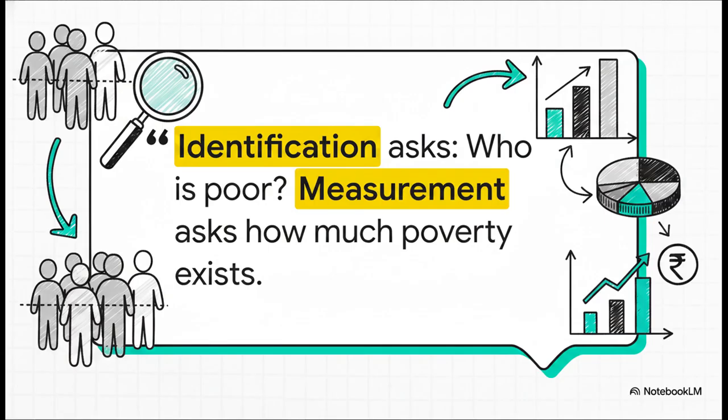Imagine two different states, both with 20% of their population living below the poverty line. The headcount ratio is identical, right? But in one state, those folks might be just a few rupees below the line. In the other, they could be facing outright starvation. So we have to identify first, and only then can we measure the actual depth of the problem.